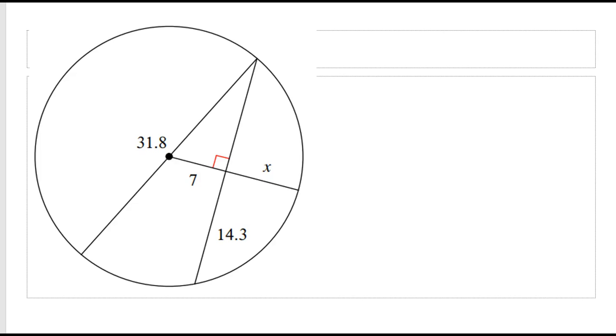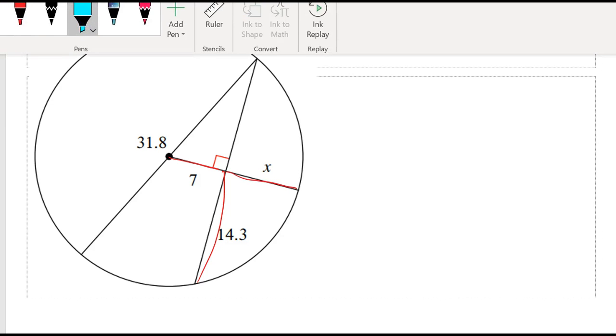So 31.8 is the diameter. That's why they put it in the middle. 7 is from here to here. 14.3 is from here to here. We want to know from here to here. That's what we need to know. So notice a couple things, guys. These are problems you're going to have to think a little bit.